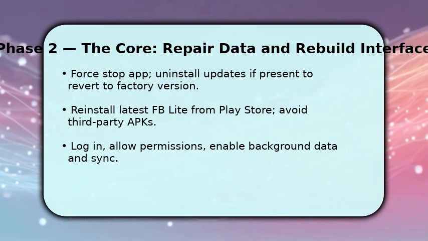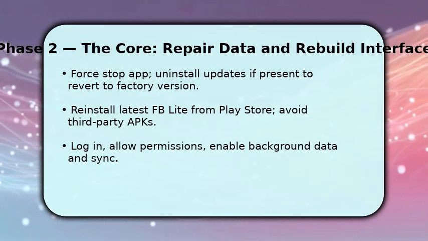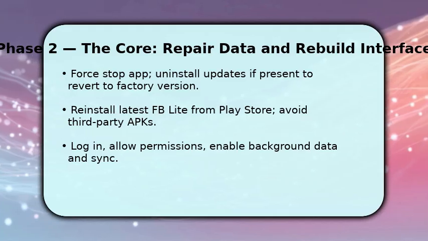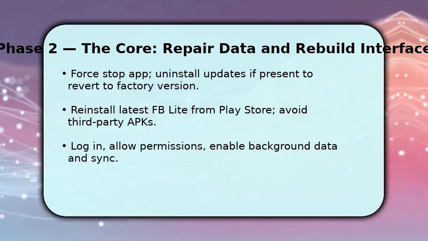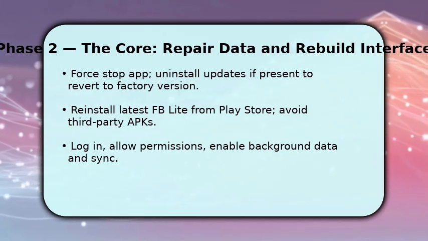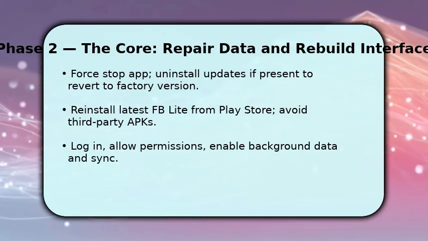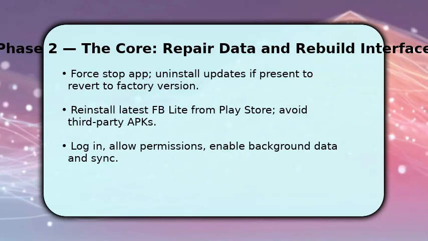Now focus on repair. Force stop FB Lite, then uninstall updates to return to the factory baseline. This removes broken incremental patches. Reinstall the official FB Lite from the Play Store so you get a clean, compatible build. Avoid third-party APKs that introduce errors.